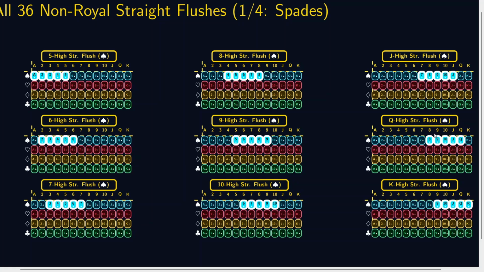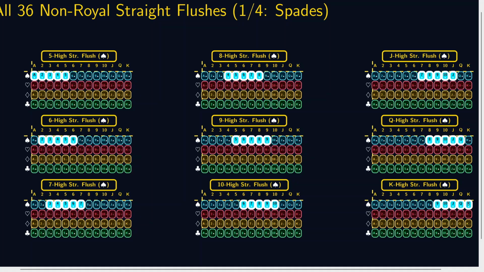Columns 8, 9, 10, Jack, and Queen, all spades. 8 of spades, 9 of spades, 10 of spades, Jack of spades, Queen of spades. And the ninth and final spades straight flush is the king-high straight flush of spades.